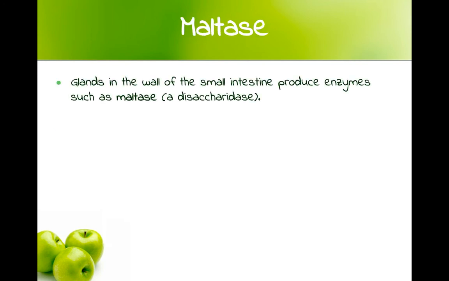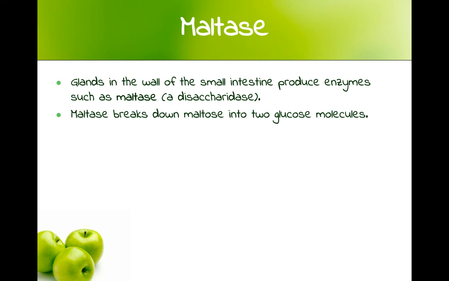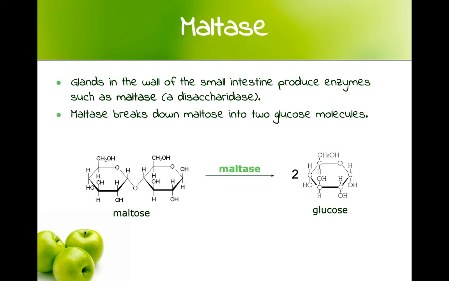Maltase is another enzyme that's involved, and it's produced by glands in the wall of the small intestine. Maltase is what's known as a disaccharidase because it breaks down disaccharides. You might have noticed with the enzyme names that a lot of them end in "ase". That kind of symbolizes that they break something down. So maltase breaks down maltose, just like lipase breaks down lipids. Maltase breaks down maltose into two glucose molecules.